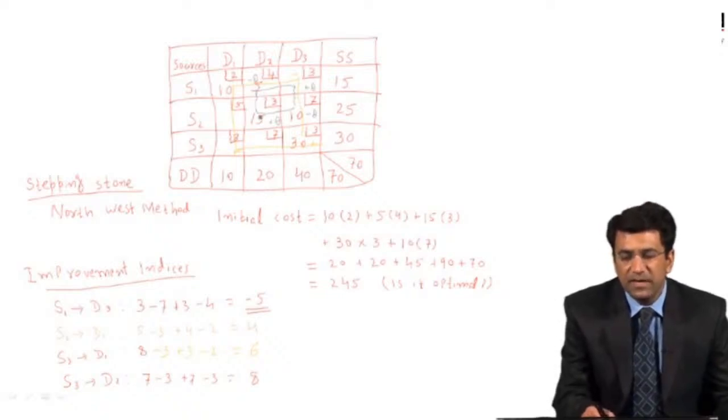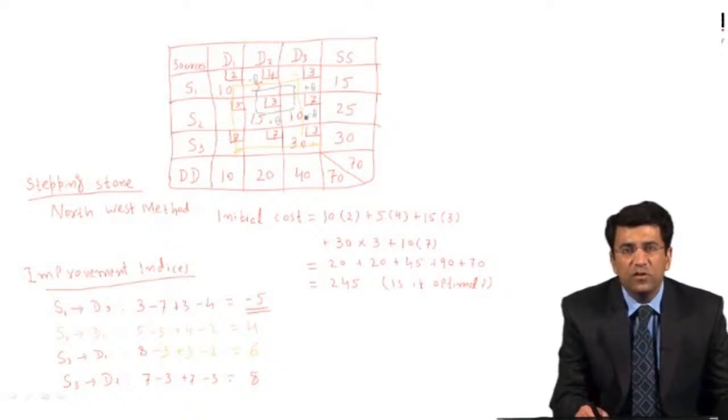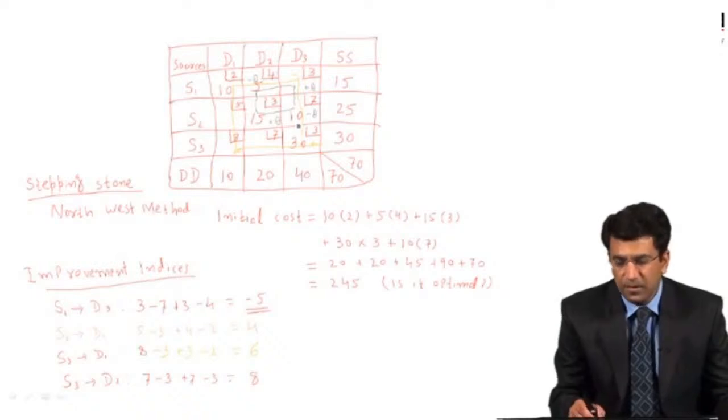You can see that we are subtracting theta out of two of these cells, that is S1 D2 and S2 D3. There are two values involved in these cells, that is 5 and 10. The minimum value will be our theta. So theta will be equal to the minimum of these two values. So theta will be equal to 5 in this particular case.